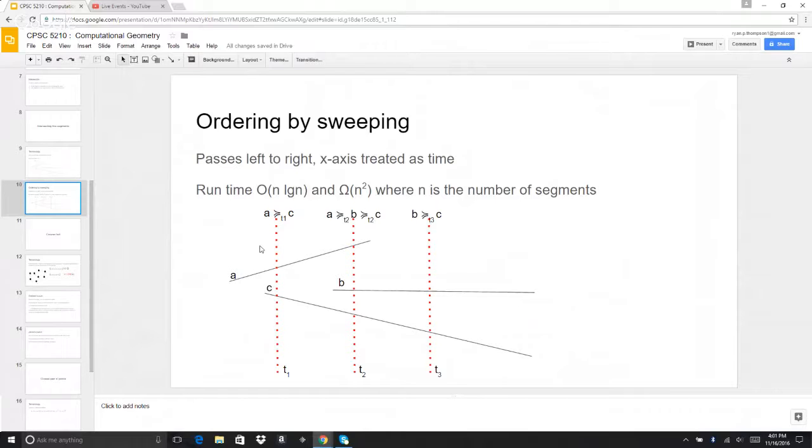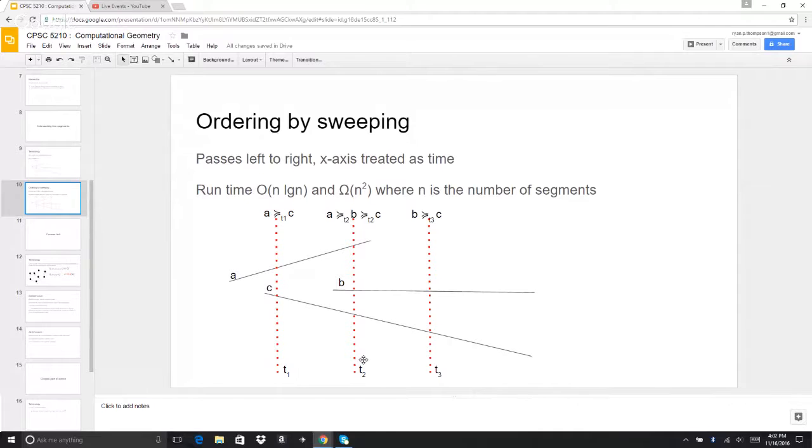Having this methodology, you can see at different time intervals, we have a different set of comparable line segments and a different, in this case, set of which ones are above each other. So at T1, line A is above line C, and it's also comparable. Now, line B is above line C, but not comparable at T1.